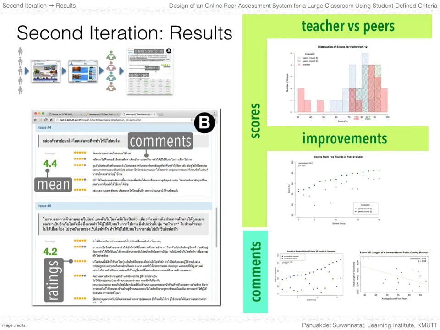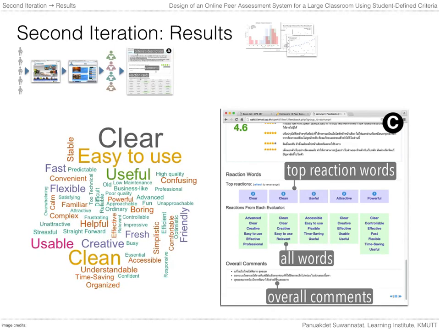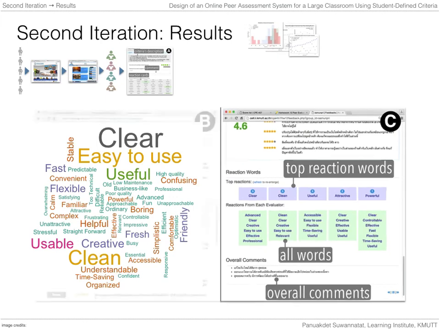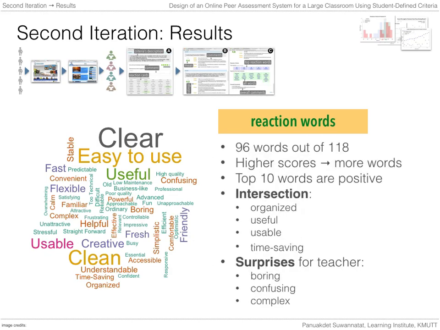So other than the comments and the scores, they can also see the reaction words. And we plot the word cloud of all the reaction words, which mostly the top 10 words are all positive words. That means students who grade their friends' work highly tend to give more reaction words to their friends.